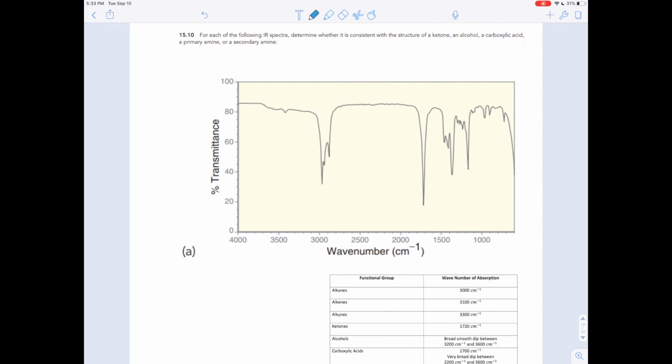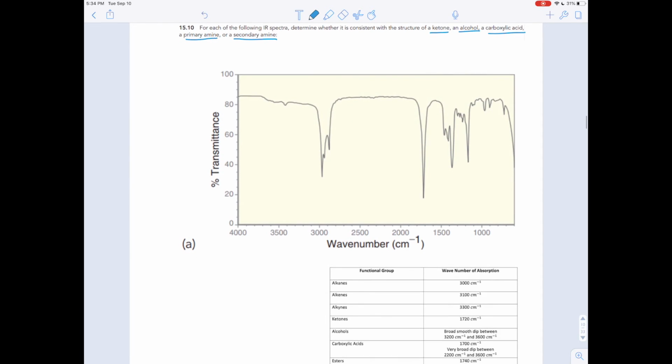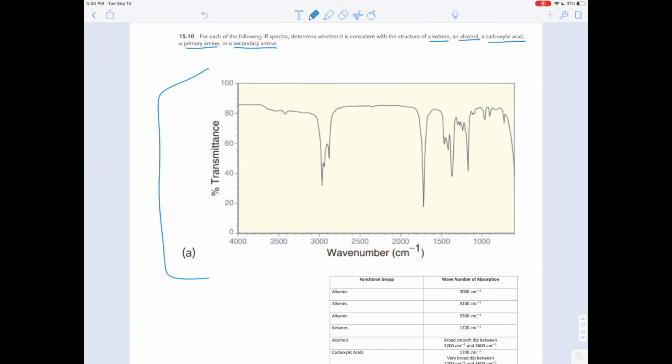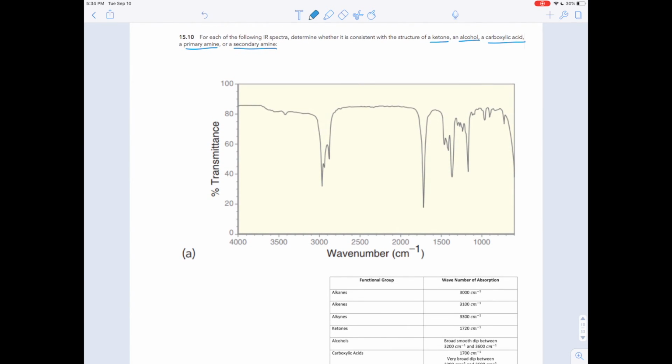In exercise 1510, it says, for each of the following IR spectra, determine whether the spectrum is consistent with the structure of a ketone, an alcohol, a carboxylic acid, a primary amine, or a secondary amine. So those are the options, and we're going to be given spectra that we have to match to one of those. Anytime you run into a spectrum, always draw a vertical line at 1500.